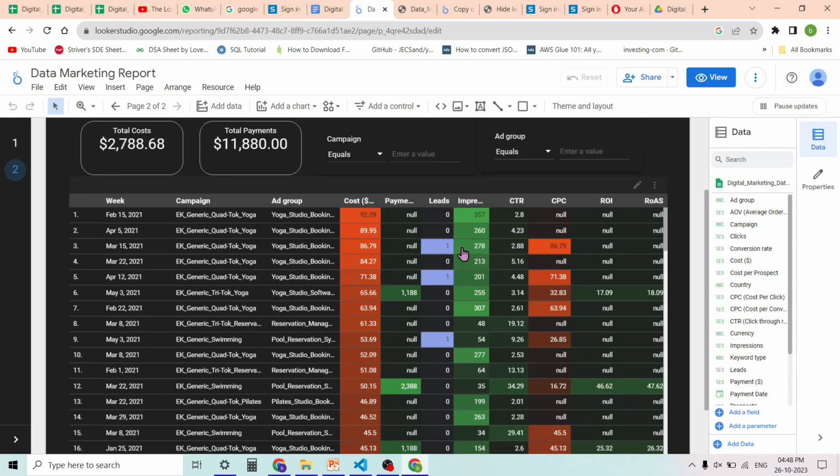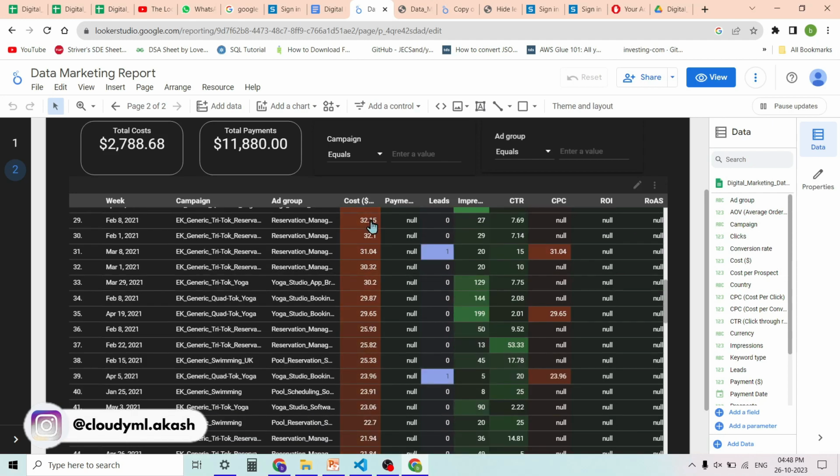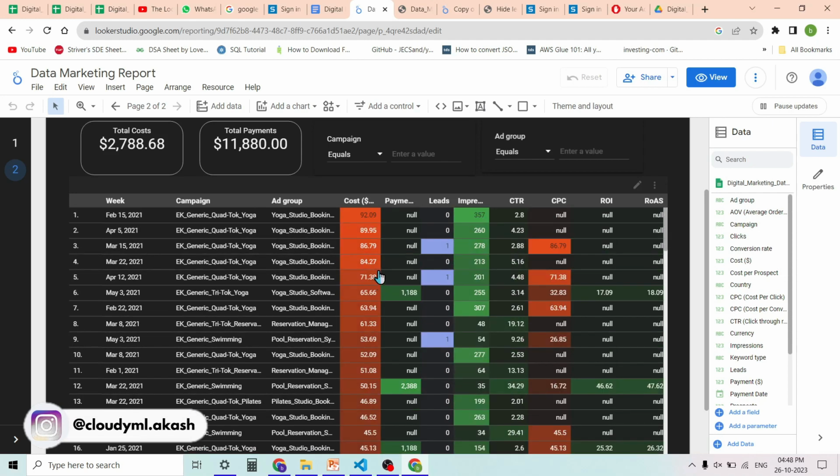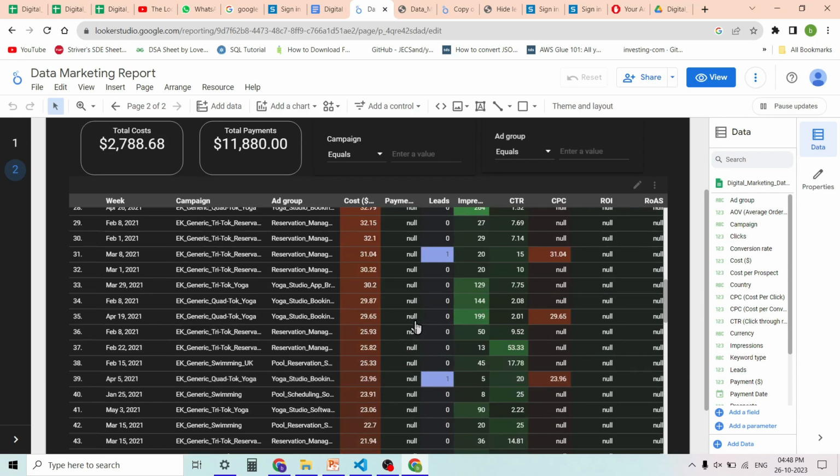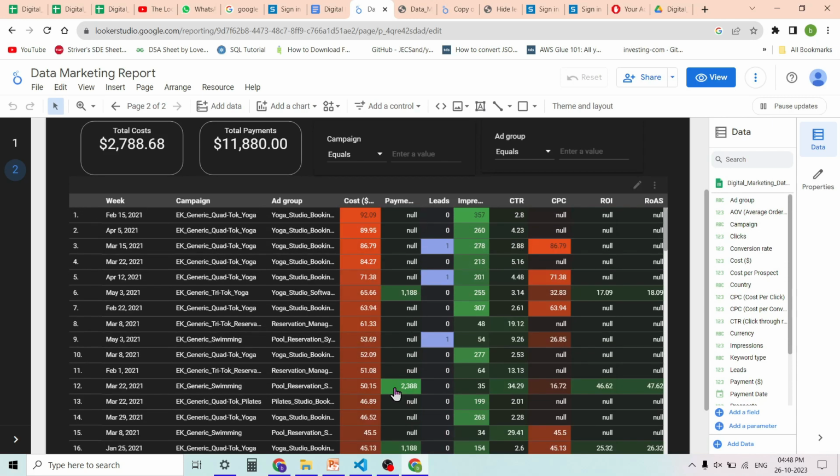Then we have seen the data through the table, and we have marked the red values as negative for us. Meaning the more the cost we are bearing right here, it is not good for us. And the green one, the more green it is, the better it is for us. Like the more payment we are getting, the better it is for us.